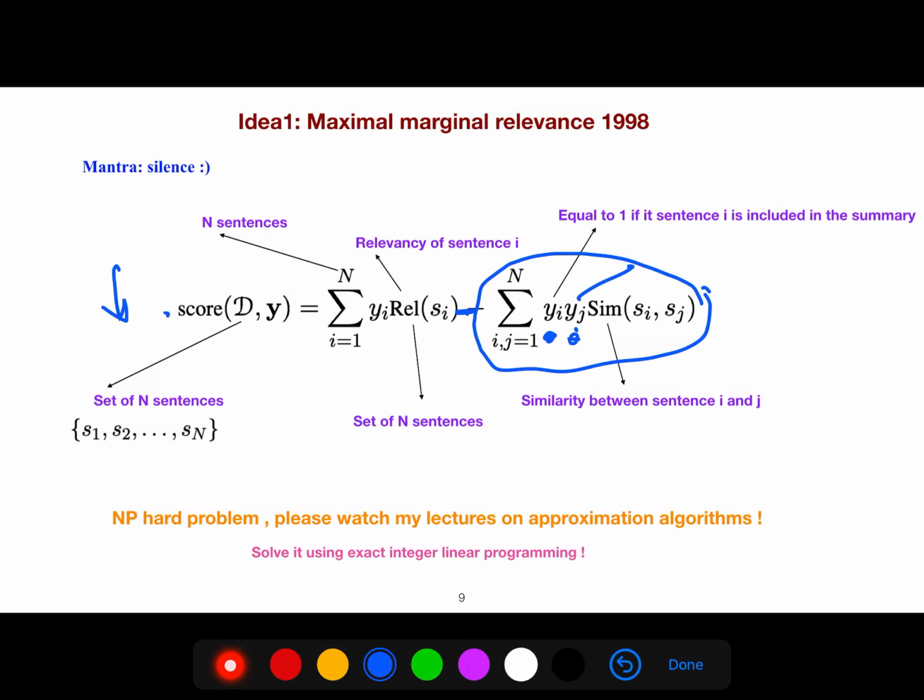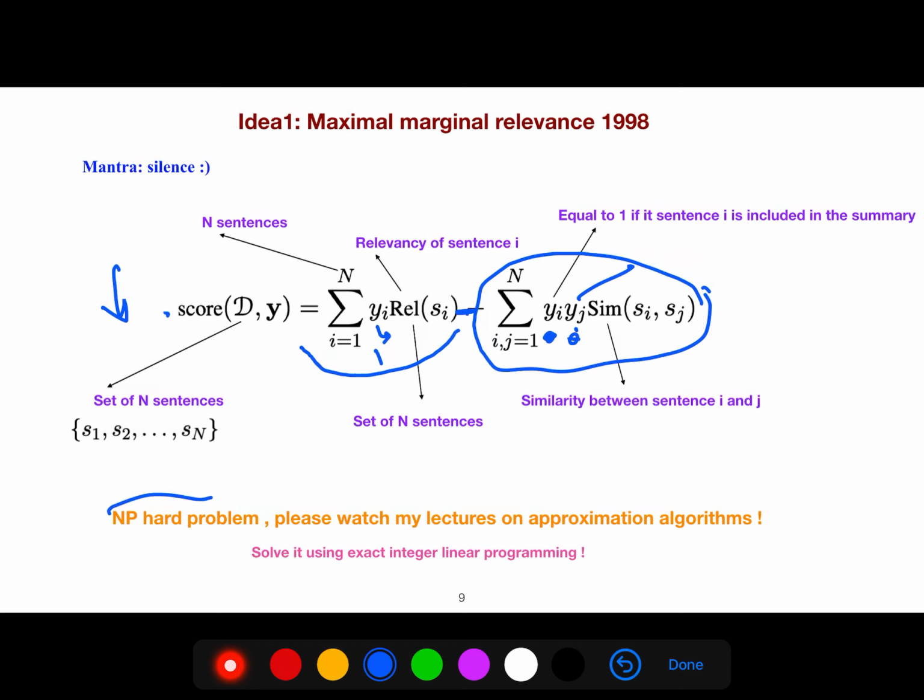So we want at least one of them to be 0, and we want to increase the relevancy of sentence i, because we have put sentence i in our portfolio, in our bag, so that should be increased. And because yi should be 1, it increases because we have taken care of that sentence. But it is NP hard, you see.